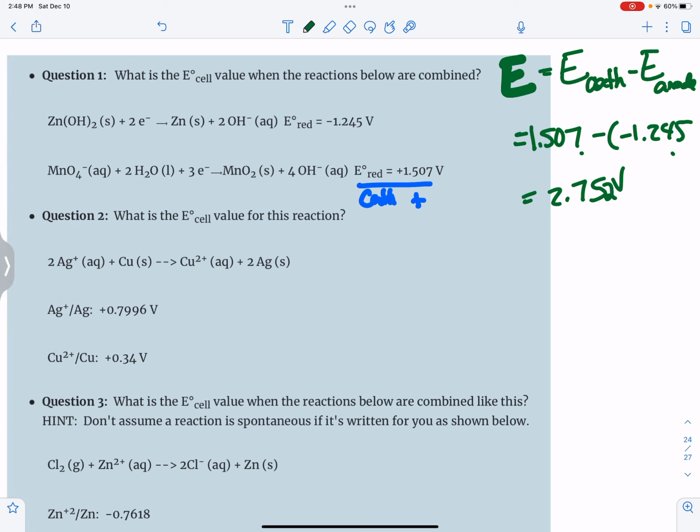Okay, so the other thing to note is that this is a positive value, and you would have an E cell being positive if it's spontaneous. Remember that a positive E correlates to a negative delta G. Both of those mean spontaneous.